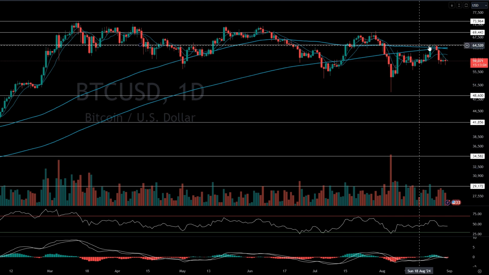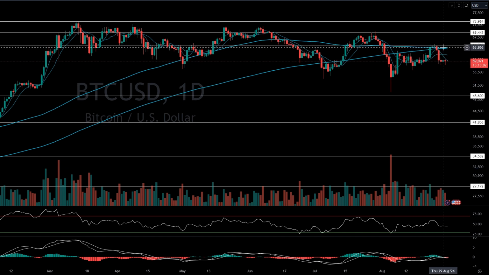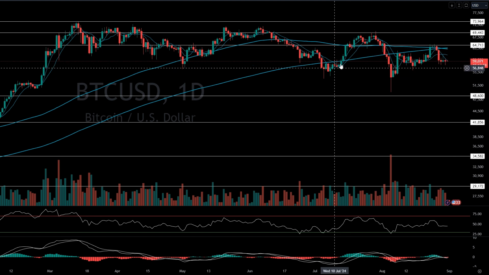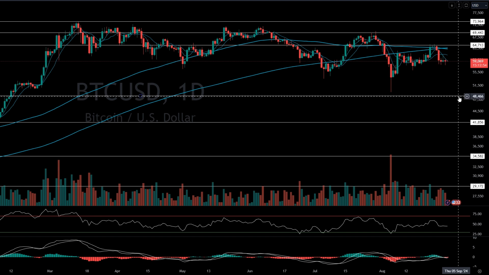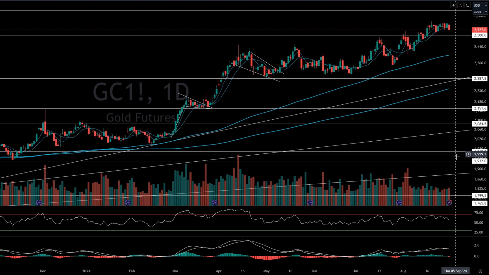Bitcoin is just consolidating under its 200 and 100-day moving averages, so we've had the crossover now. I would expect price to continue to consolidate around here, potentially moving down to 48,600. And gold is looking more interesting.